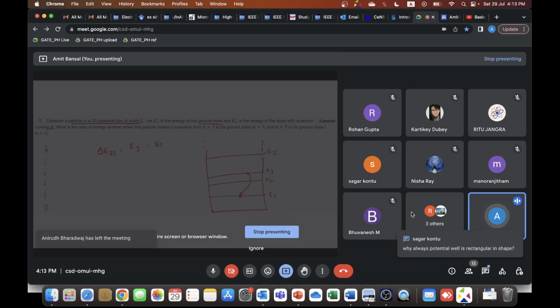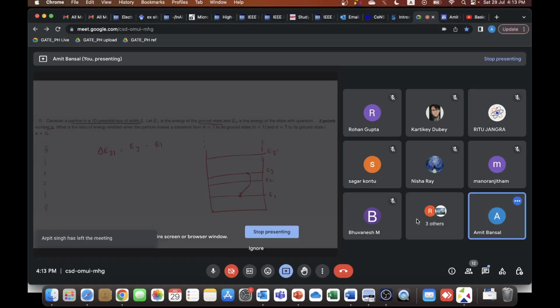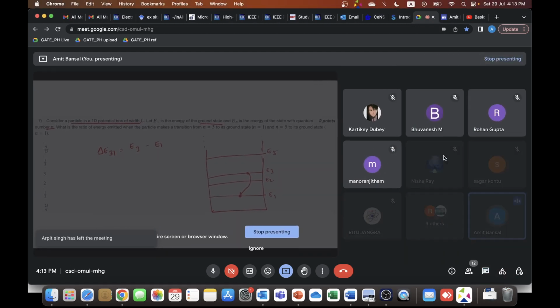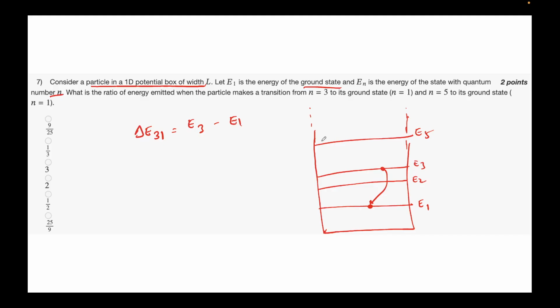Sagar, it's not always rectangular in shape. I'll come to that. This is just because the mathematics is easier. When you are introducing the concepts to someone who's new to this field, we talk about this kind of potential. It's not always rectangular. We'll see this in this class itself, right? And this is E5 minus E1. So the question is, what is the ratio of delta E31 over delta E51? This is what we are required to find.